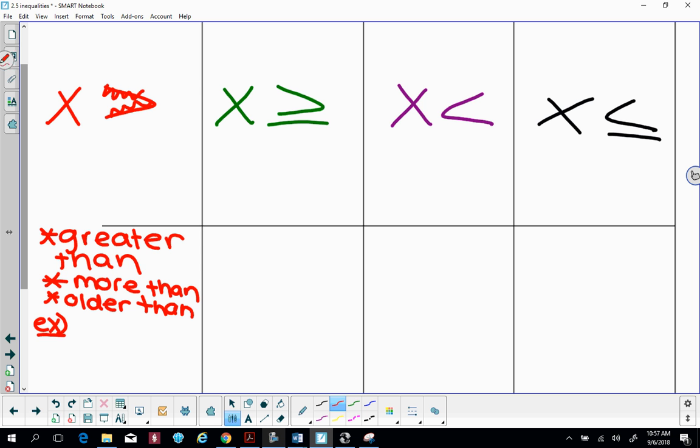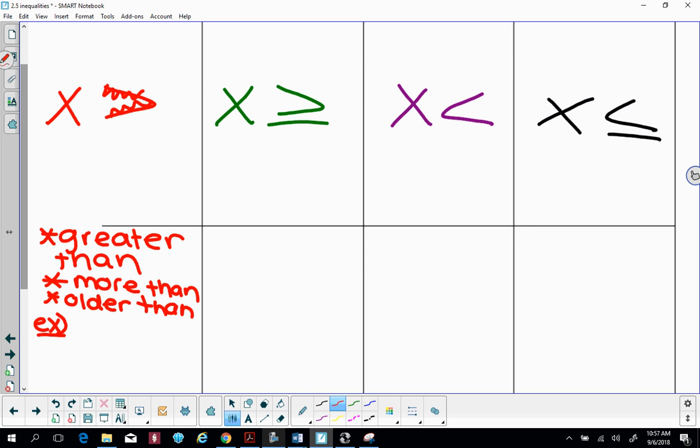And I'm going to come up with an example. There's a younger sibling in here. Kayla, how old's your sibling? 13. Girl or boy? Girl.